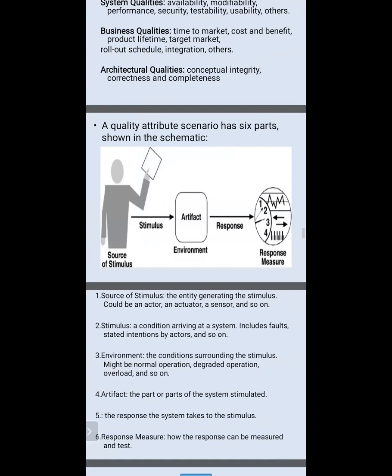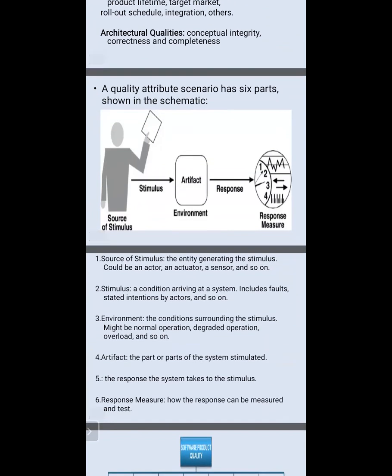So those are, the first one is source of stimulus, environment, and artifact, and another one is the response and response measure. So that means any type of software is based upon these quality attribute parts. Each and every software has these types of attributes. If you observe the diagram, first of all, what is the source? That will be treated as the source of stimulus.